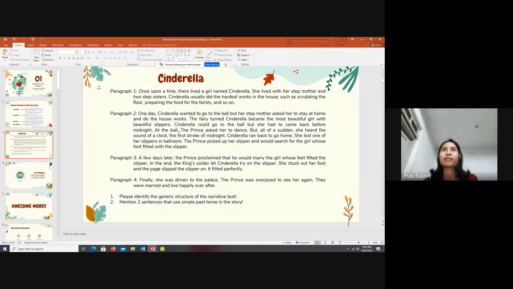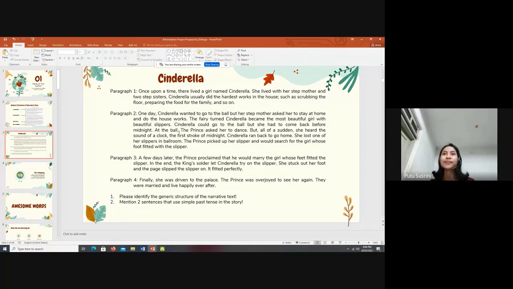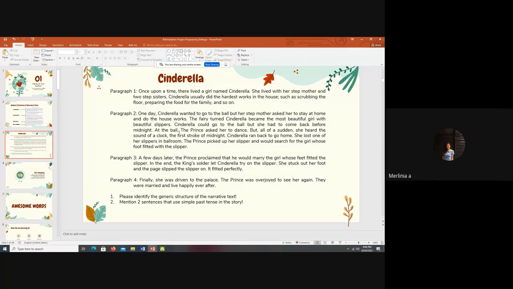So next, is there any question about the lesson today, or maybe about the generic structure? Do you have any problem? Me, Miss. Yes, Aline? How to determine the orientation easily?